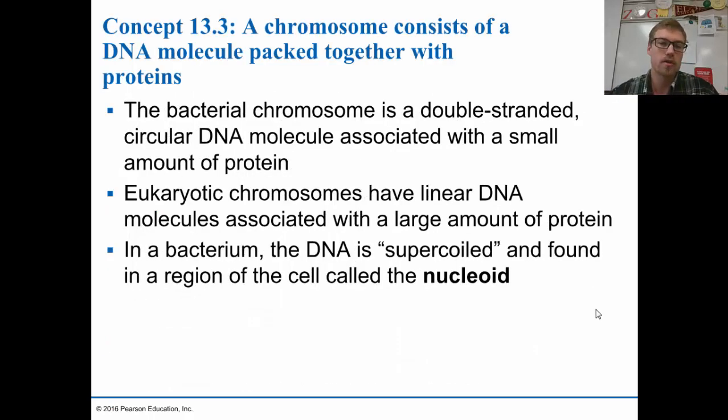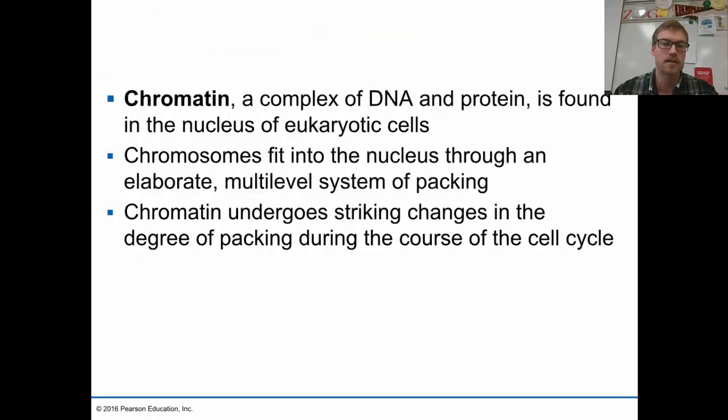So the other thing I want to go over real quick is chromosome structure. Remember that bacterial DNA is double-stranded in a circular fashion in a DNA molecule, and in a eukaryotic chromosome, it is linear. So it's a circle in bacteria, and it is linear for eukaryotes. In bacteria, DNA is supercoiled and found in a region called the nucleoid. In your eukaryotic cells, it is a complex of both DNA and protein called chromatin.